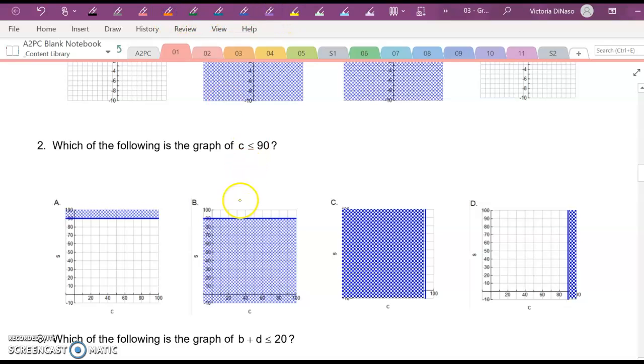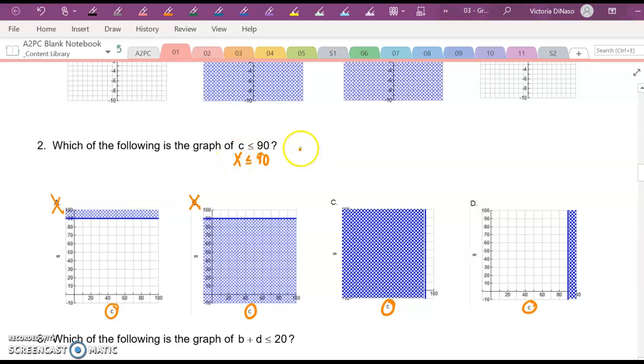So for number 2, C is along the x-axis. So this is the same as saying x is less than or equal to 90. So we need a line going through the x-axis at 90. So we can go ahead and cross off A and cross off B because both of these go through the y-axis at 90. And we need to go through the x-axis.